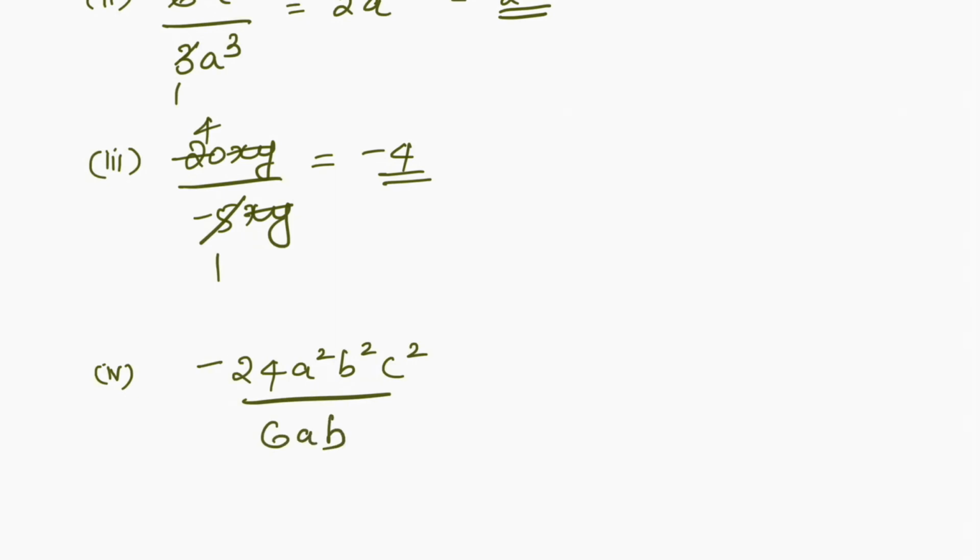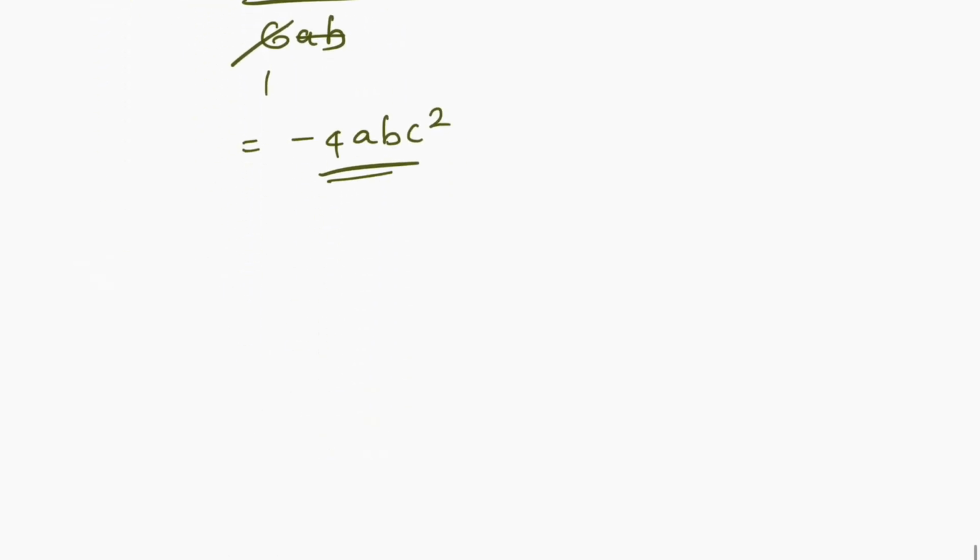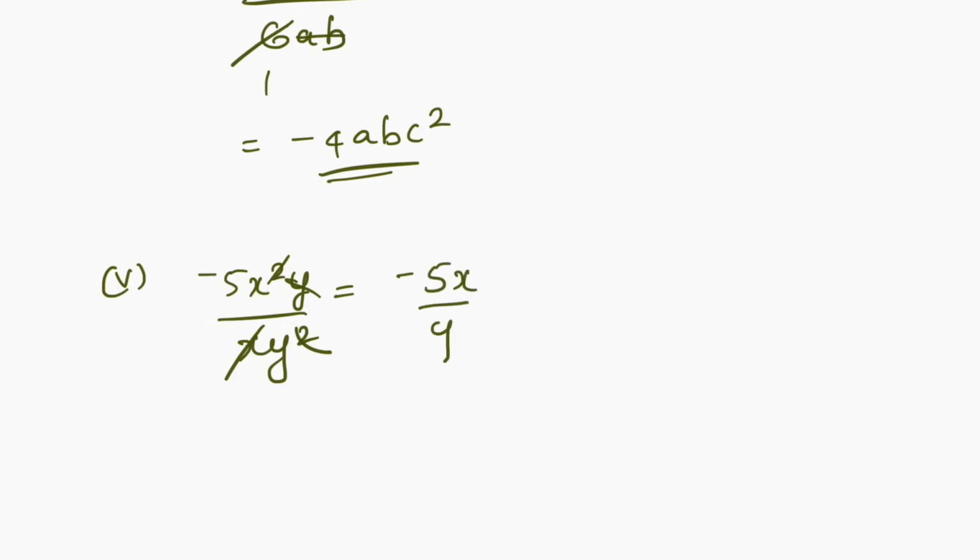Next, minus 24a square b square c square by 6ab. A and b once will get cancelled. 6 fours are 24. So your final answer will be minus 4abc square. Fifth one, we have minus 5x square y divided by xy square. In this case, this x will get cancelled and this y also will get cancelled. Finally, you will get the answer as minus 5x by y.